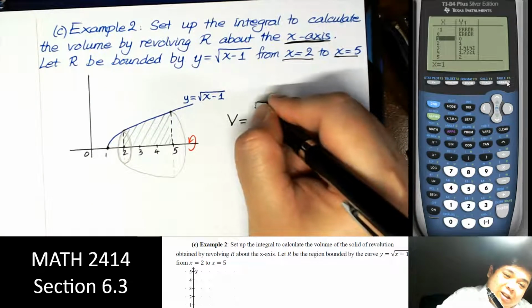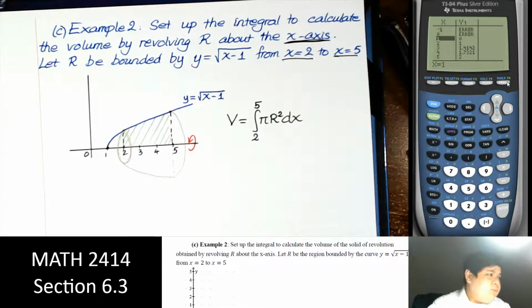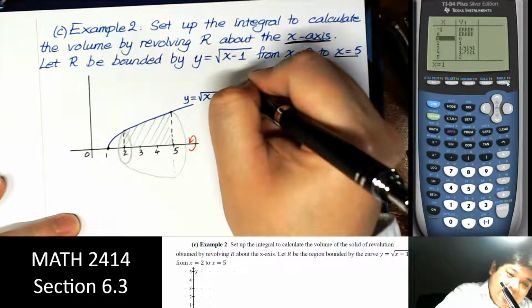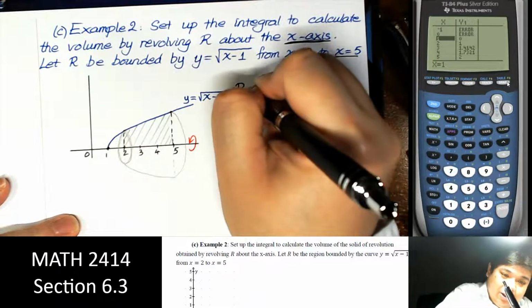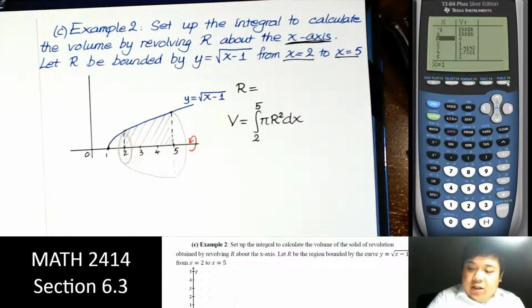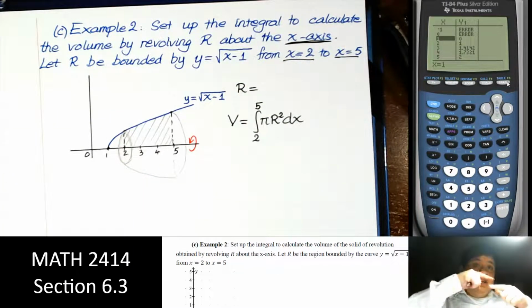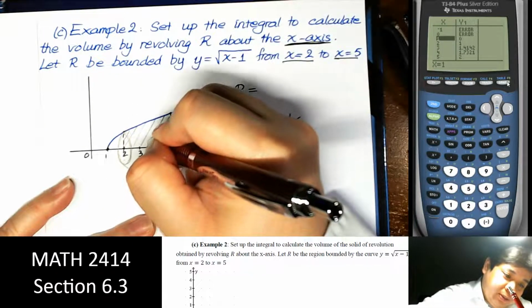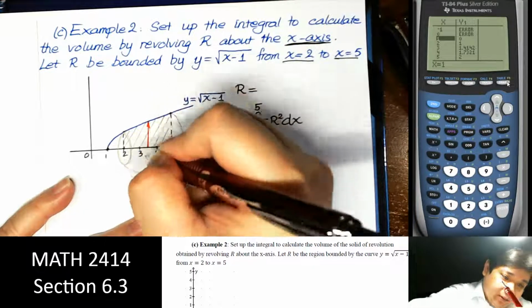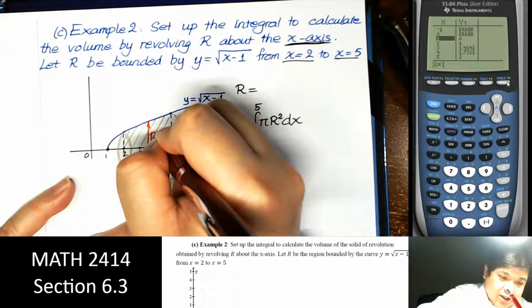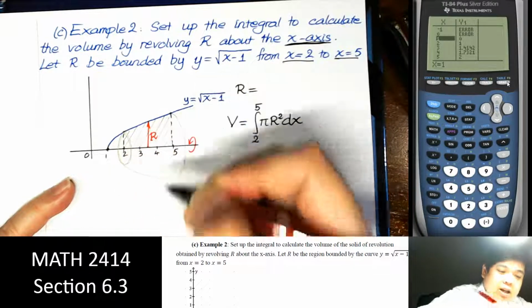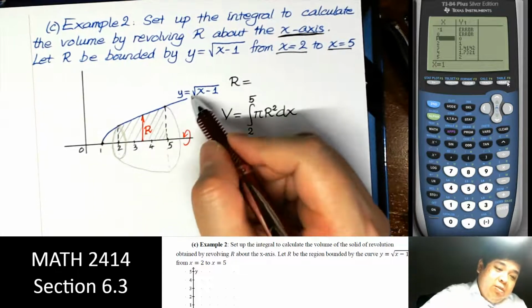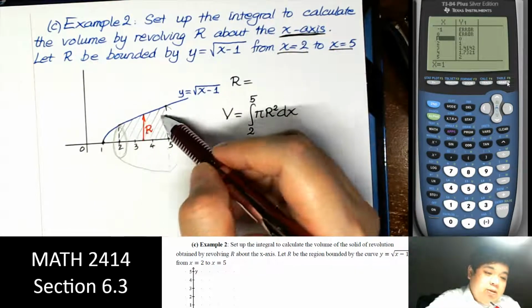The only thing we need to determine is what is the radius. So the radius is counted from the axis of rotation to the edge of the region. So that is the radius, capital R. And then we just do like we did before, the function above minus the function below.